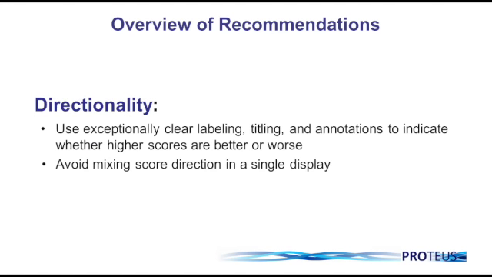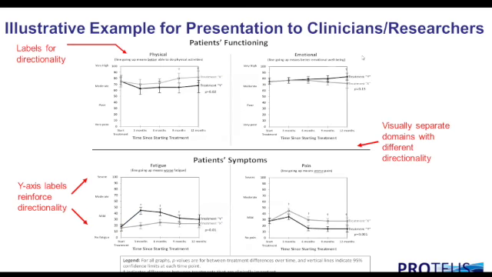First, the graphic should include exceptionally clear labeling, titling, and annotations to help viewers understand whether higher scores are better or worse. Second, domains that differ in scoring directionality should be presented separately. Here's an example of how to display data for clinicians or researchers.